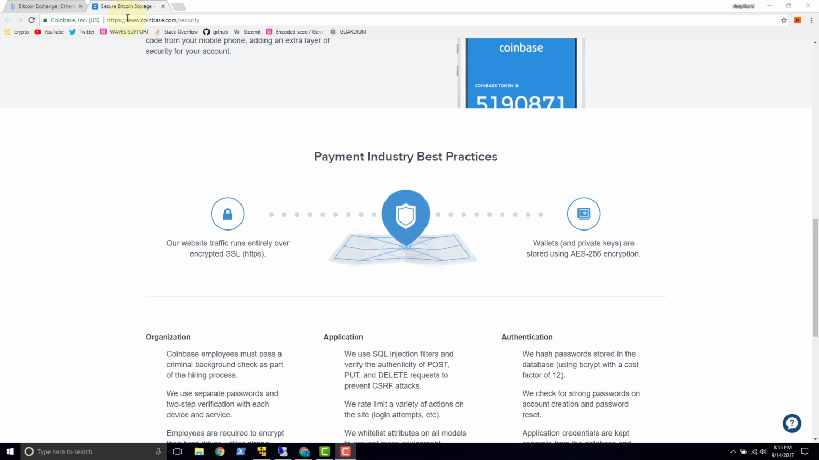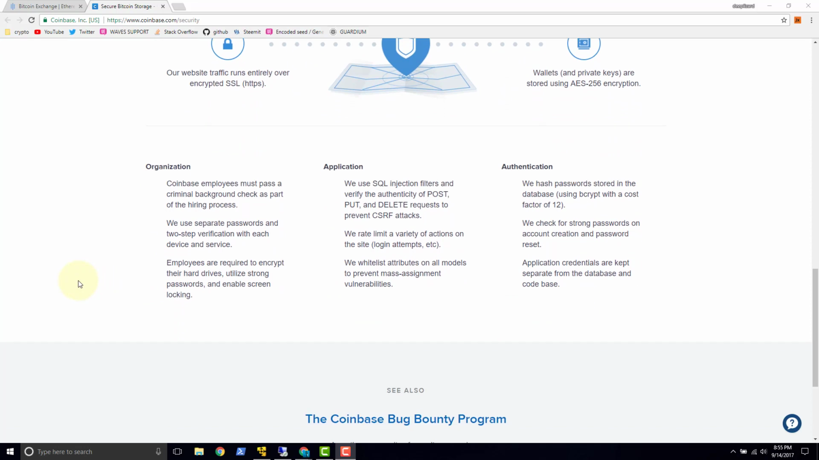So anybody sitting in the middle capturing that data wouldn't be able to read it. And it says our web traffic runs entirely over encrypted SSL. Now they talk about their wallets and private keys being stored using AES-256 encryption. This is industry standard.